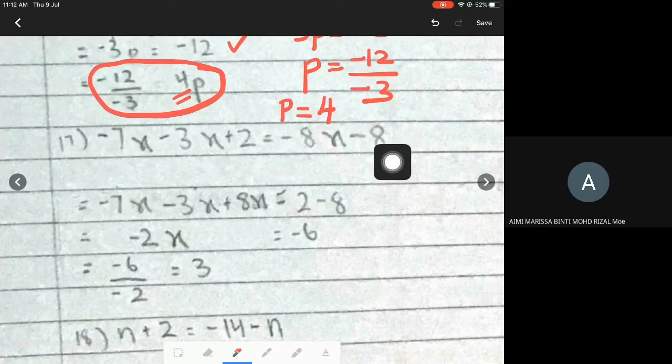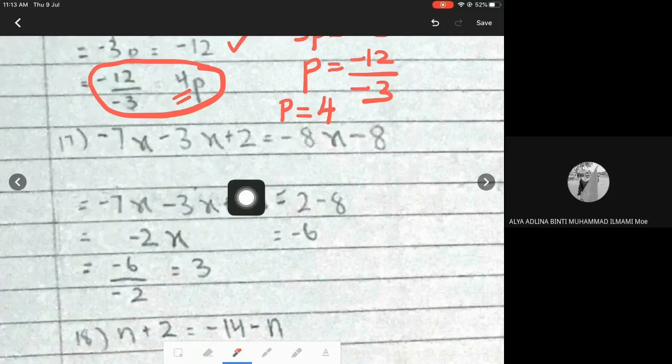Okay, ada berapa terms x? 3. So you are going to group them. So yang belah kiri kekal. Negative 7x minus 3x kekal. And then here is negative 8x. So you bring to the left. Dia tanda dia kena tukar.